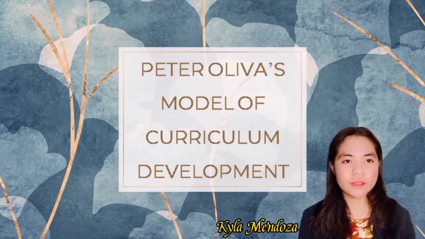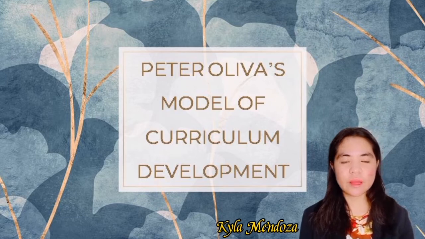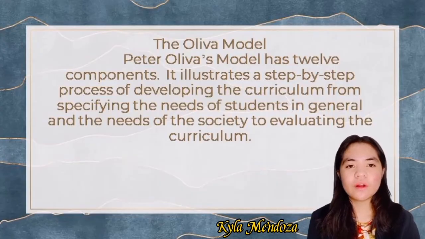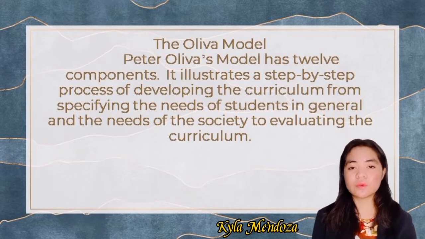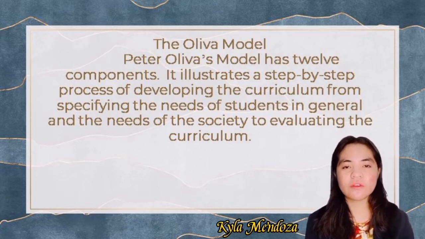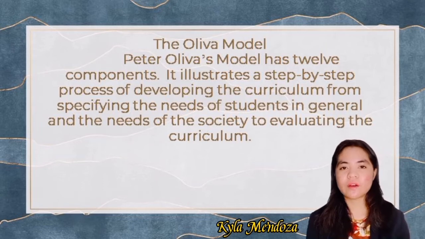The Peter Oliva Model of Curriculum Development. Our group will present a short discussion about this model. Peter Oliva's model has 12 components. It illustrates a step-by-step process of developing the curriculum, from specifying the needs of students in general and the needs of the society to evaluating the curriculum.